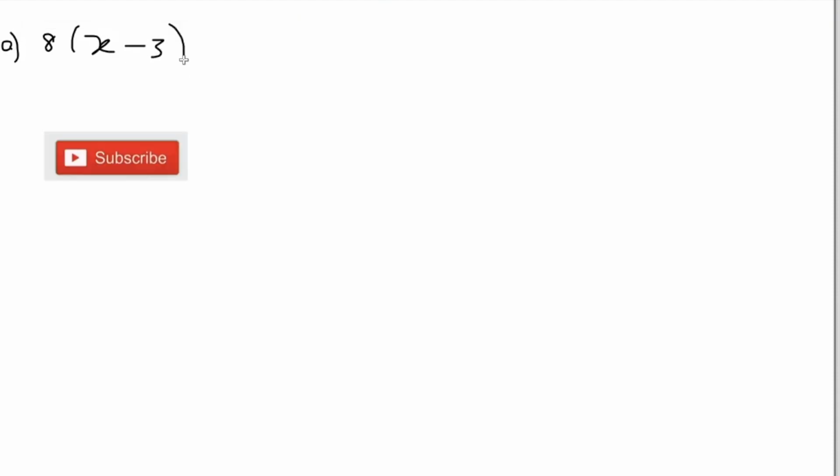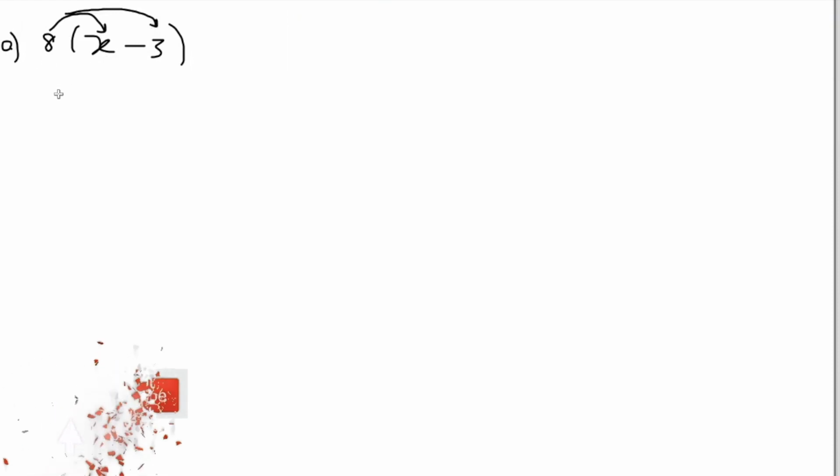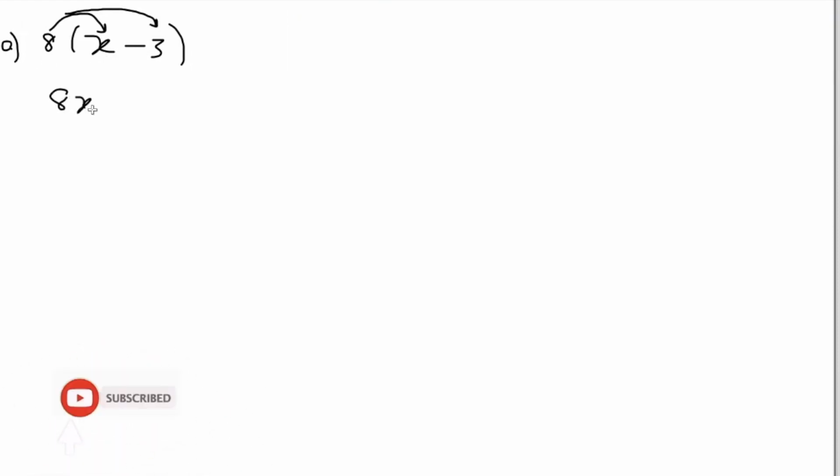Here we're going to simplify the following. First, we have a constant being multiplied. So we have 8 times x minus 3. Multiplying this, I have to multiply the constant by x and then the constant by the next constant. So 8 times x, that's 8x. And then 8 times minus 3, that is negative 24. Now this is the distributive law where we expand, clearing the bracket.